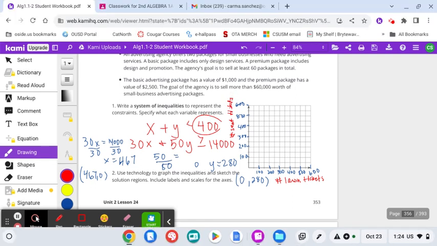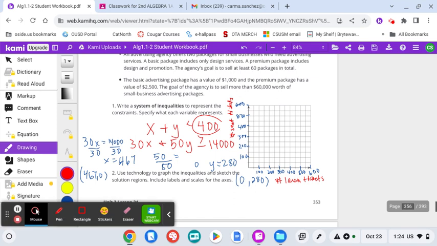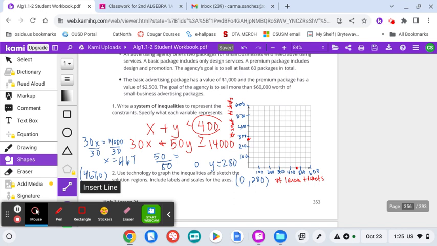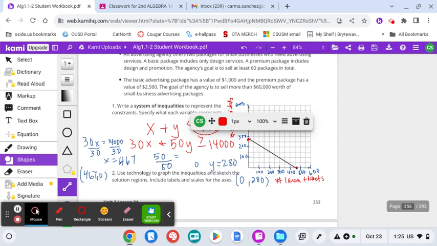So let's go graph by intercepts here. For the first one, we're going to put a dot at 467 and 280. So 450, 467, and 250, 280. Now, this one is going to be a solid line, connecting those 2 intercepts and shading greater than.